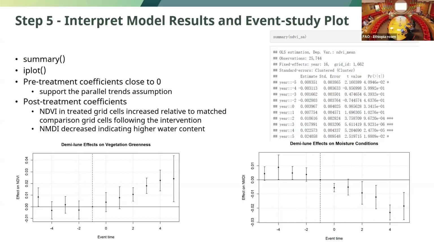grid cells. So for example, we have this coefficient of 0.02 in the year 4, four years after the construction of Demi-lunes. It indicates that compared to those comparison grid cells, the NDVI in the treated areas is 0.02 larger than what we should expect.